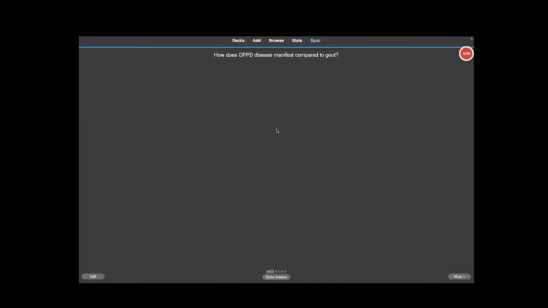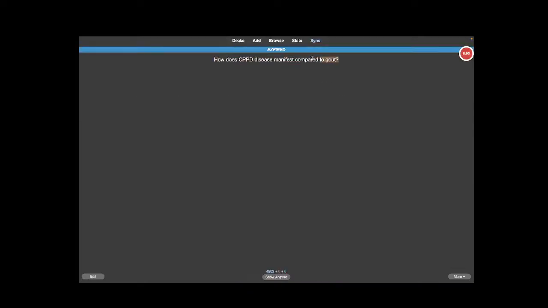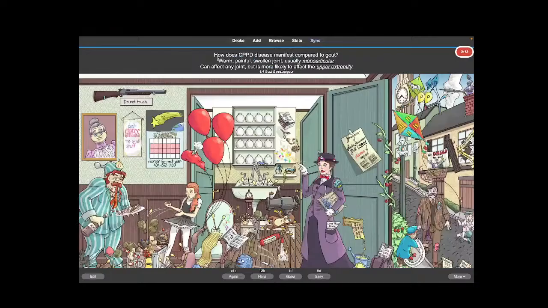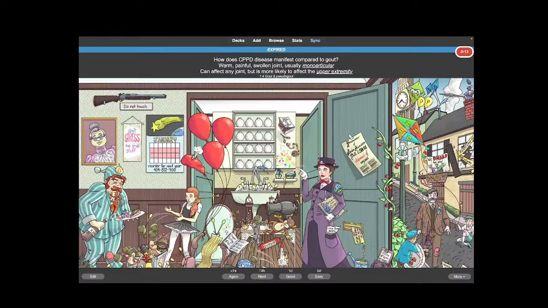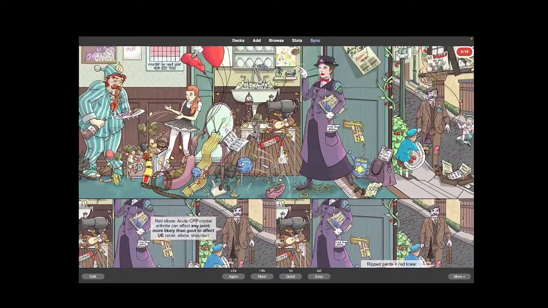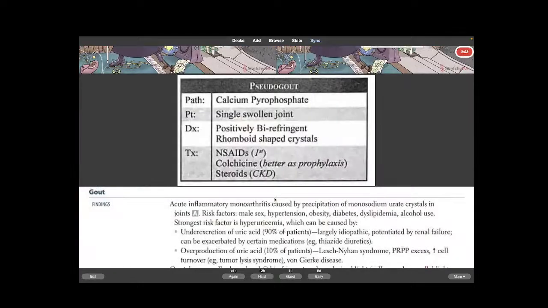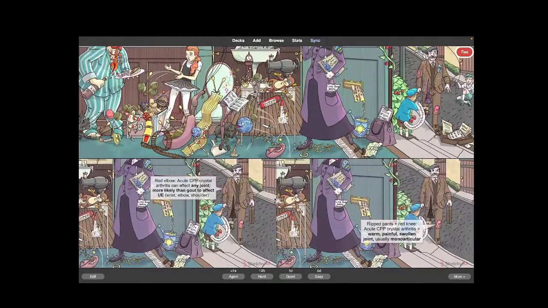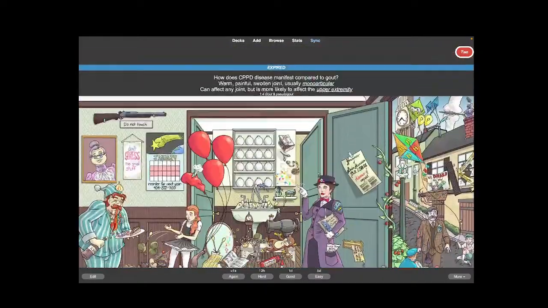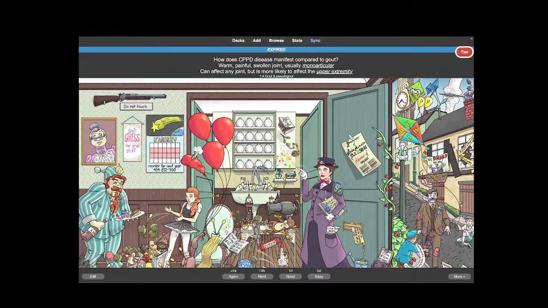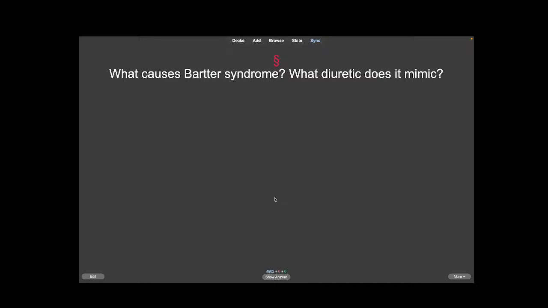How does CPPD disease manifest compared to gout? Warm, painful, swollen joint, usually monoarticular. To affect the upper extremities. Where's the elbow? Monoarticular. What causes Bartter syndrome?